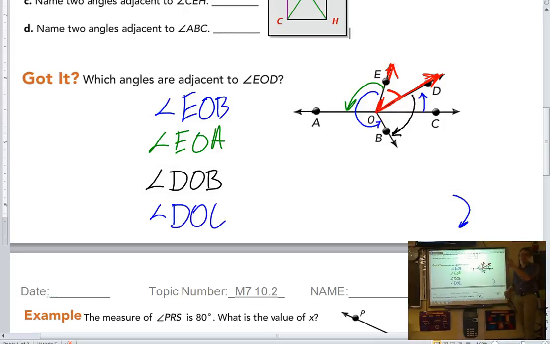And of course, I could switch the lettering and name it COD if I wanted. COB, check it, would be right here. It doesn't share a side with the red. So that's your issue there. Anthony? BOA does not share a side with your red. BOA would be right here. Does not share the side.